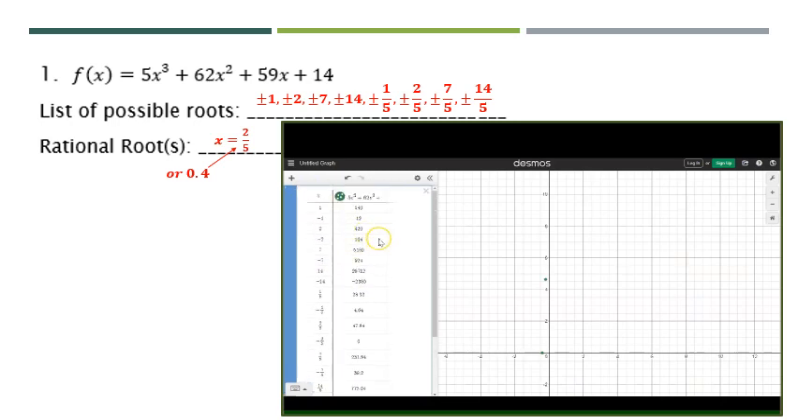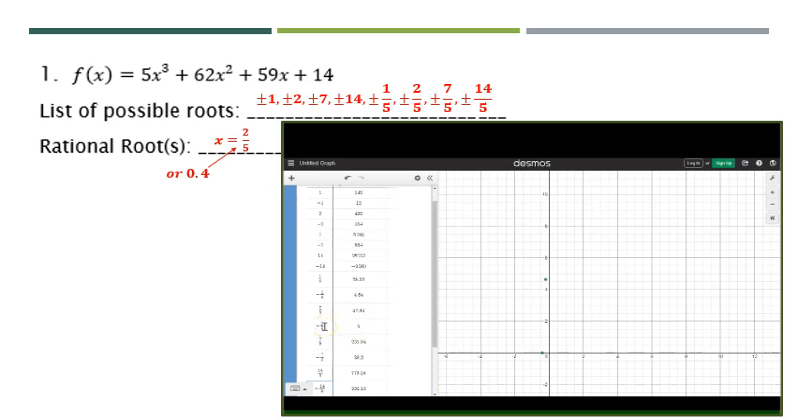So all we need to do now is look at our table, and anything that has a 0 in your Y column is one of our rational roots. So I can see that if I look at my whole table, I only have one value that came out to be 0. So that tells me that I have a rational root at this X value.